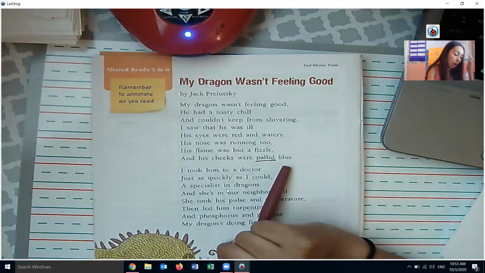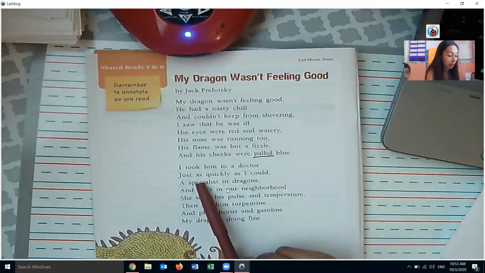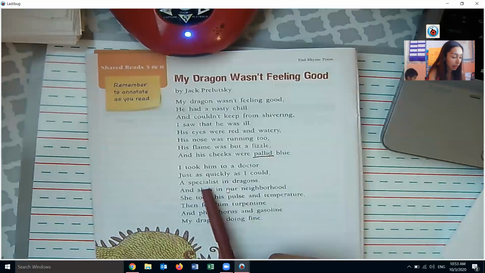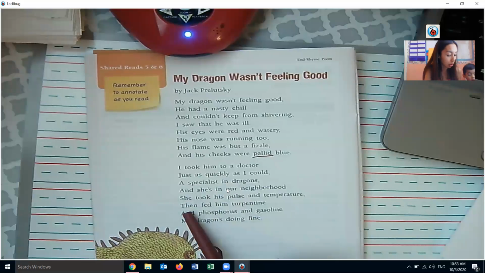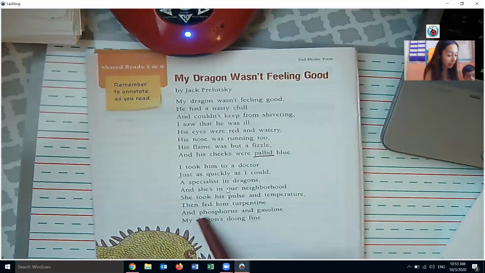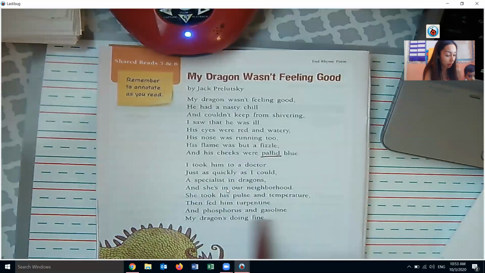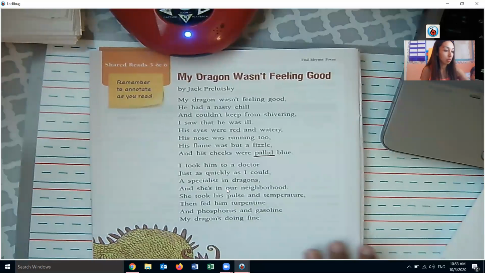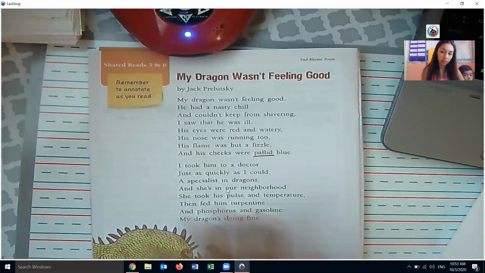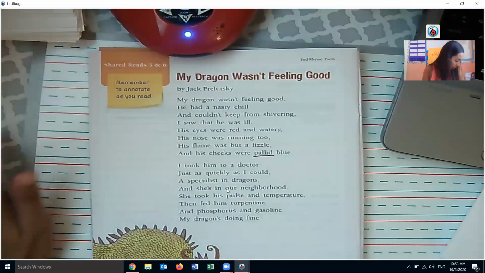I took him to a doctor just as quickly as I could, a specialist in dragons, and she's in our neighborhood. She took his pulse and temperature, then fed him turpentine and phosphorus and gasoline. My dragon's doing fine. Yeah, all kinds of funny things. But that's what a dragon needs.